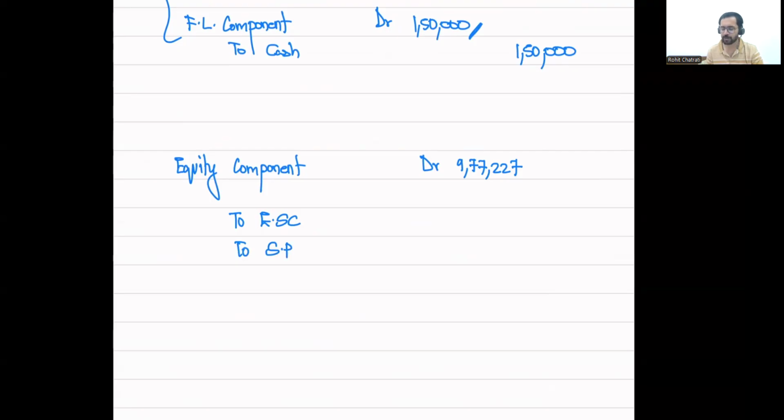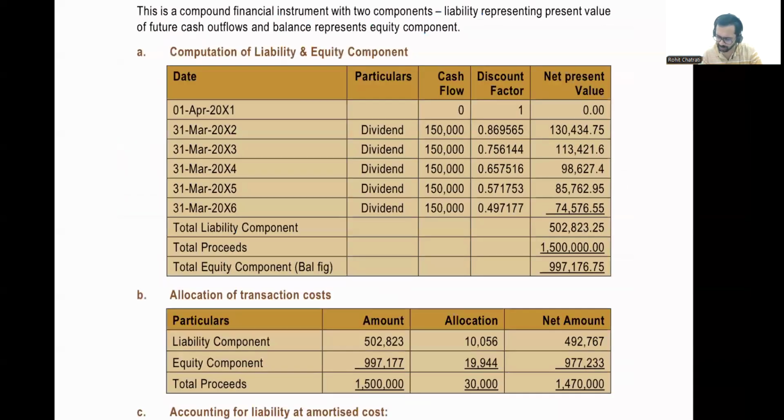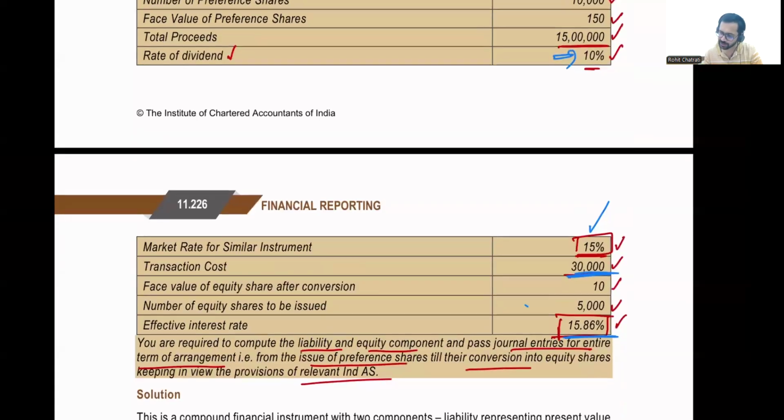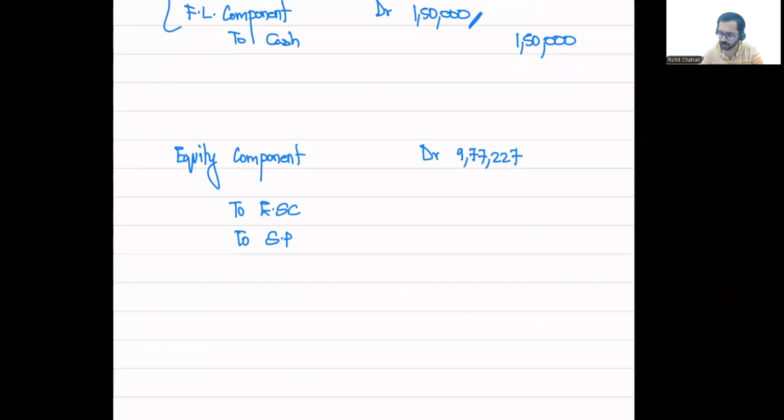If I'm not wrong, the number of equity shares that we are issuing are actually equal to 20,000, is it? Sorry, we are issuing 5,000 equity shares, and the face value of equity shares is 10 rupees. So this will be 50,000. 5,000 multiplied by 10 rupees is equal to 50,000, and the balancing amount will go to share premium.